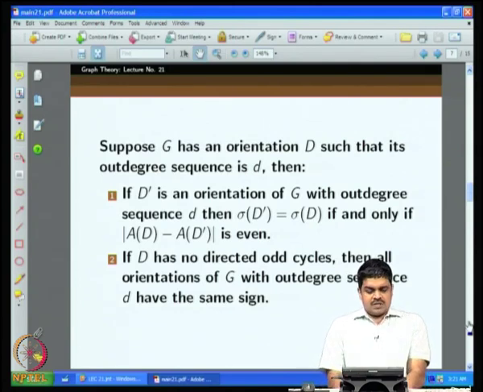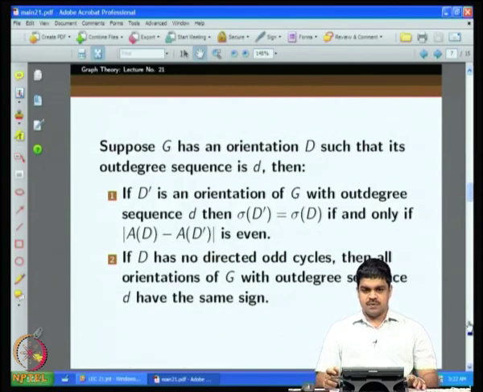Suppose G has an orientation D such that there are no directed odd cycles in it. Suppose you can give direction to the graph in such a way that there are no directed odd cycles in it. For instance, if you take a bipartite graph, you can always do that, right, because there are no odd cycles at all. How can a directed odd cycle come? It need not be a bipartite graph. In some cases there can be odd cycles, but we can make sure that there are no directed odd cycles.